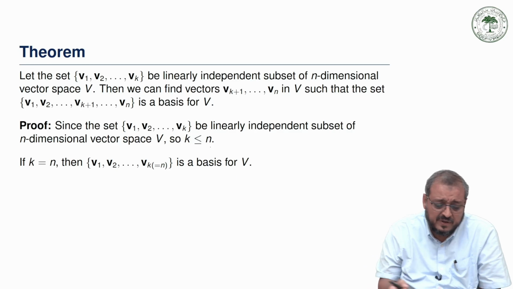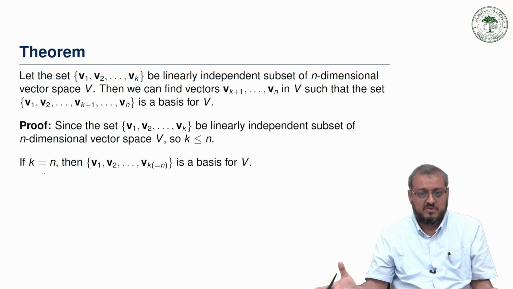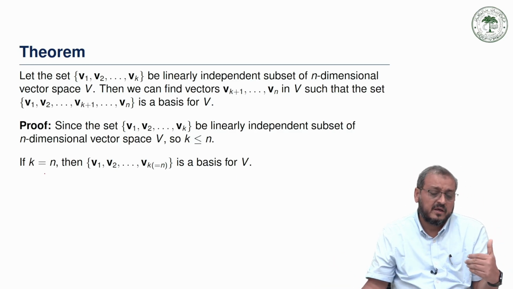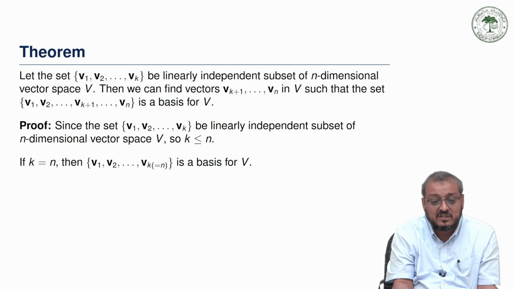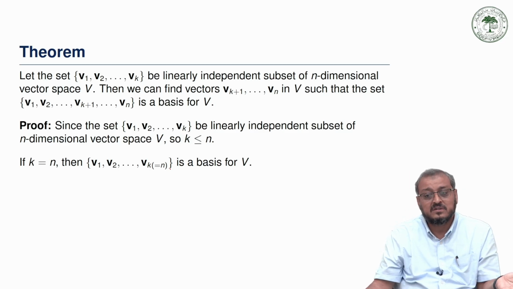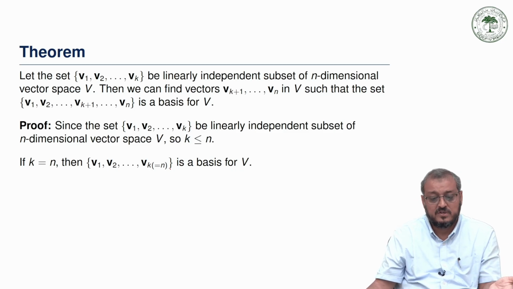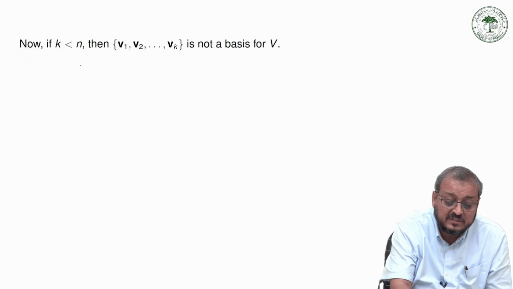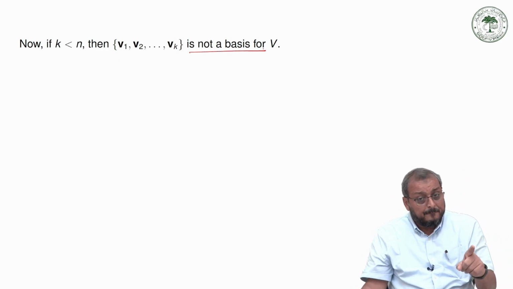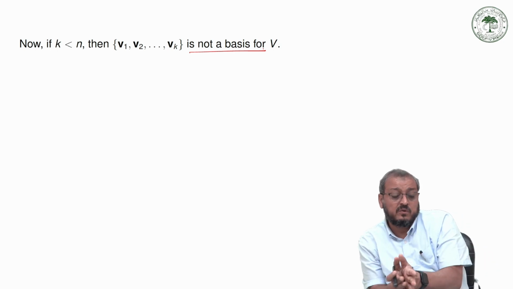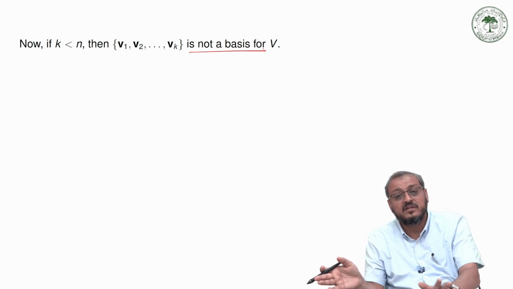First, it is very trivial: if k is equal to n, then we are done. Because then v1, v2, ..., vk are already given to be linearly independent, and since the vector space is finite dimensional, by the previous theorem they form a basis for the vector space V. Now if k is less than n, then v1, v2, ..., vk is clearly not a basis for V.